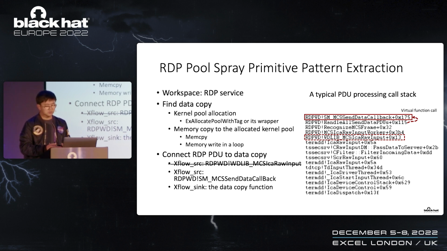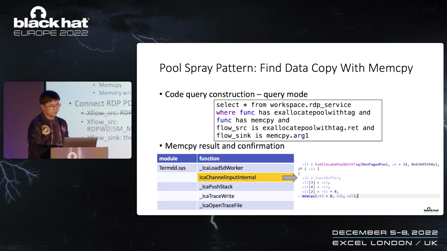the data copy function. Firstly, we found the MCS ICA raw input as the RDP PDU data processing function, but it contains a virtual function call in the call stack, which leads to the failure of the static function X-reference search. So we changed the Xflow source to the MCS data callback function as the RDP PDU data processing function.